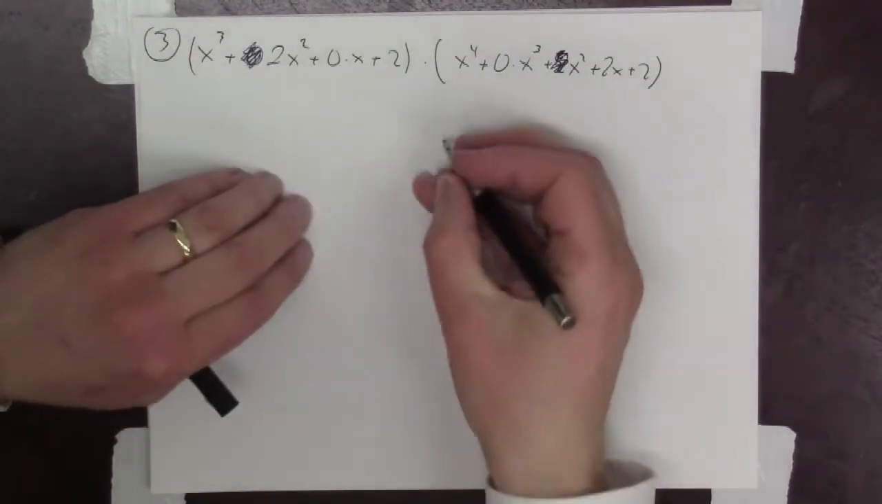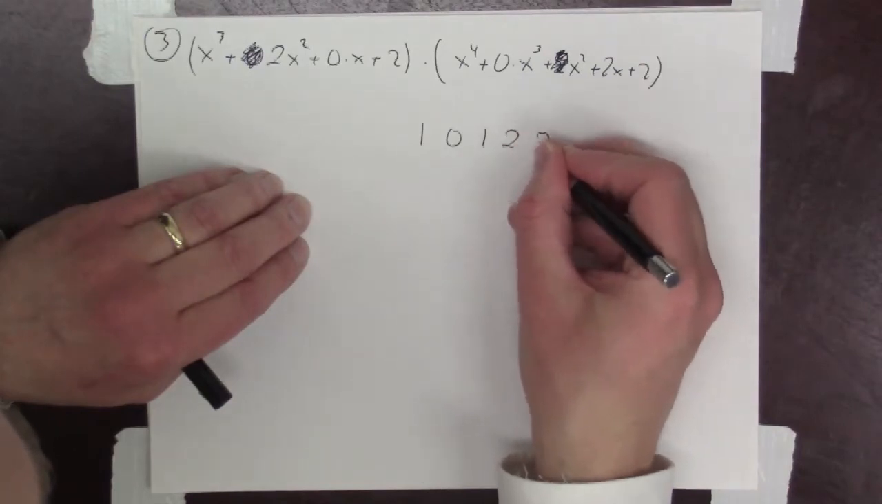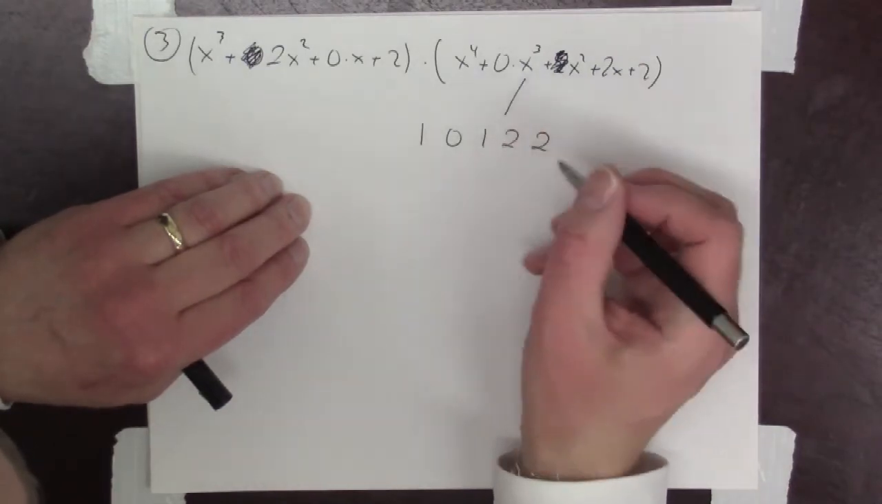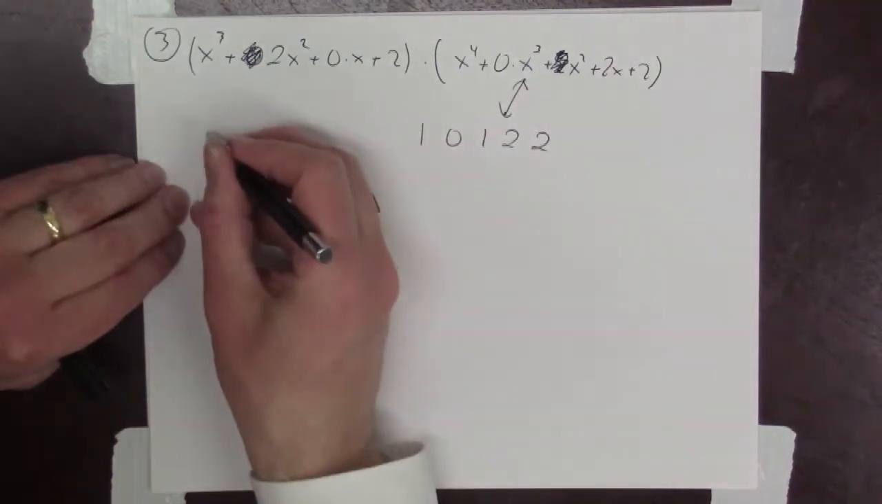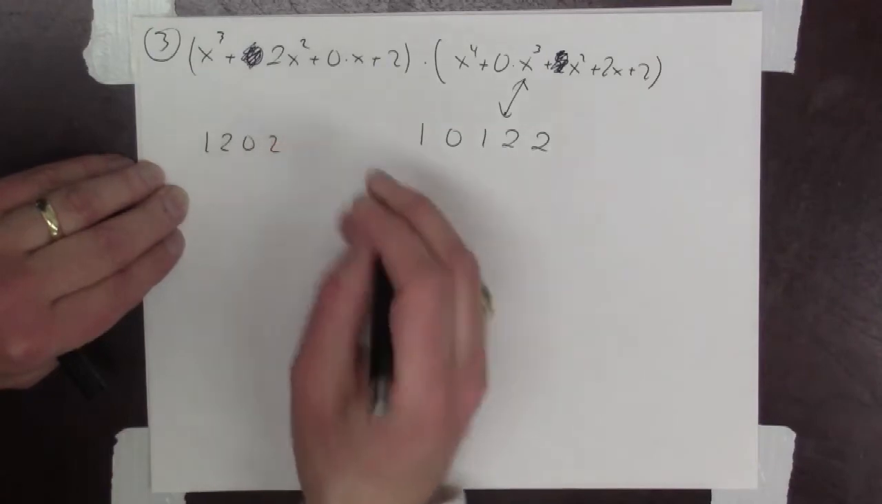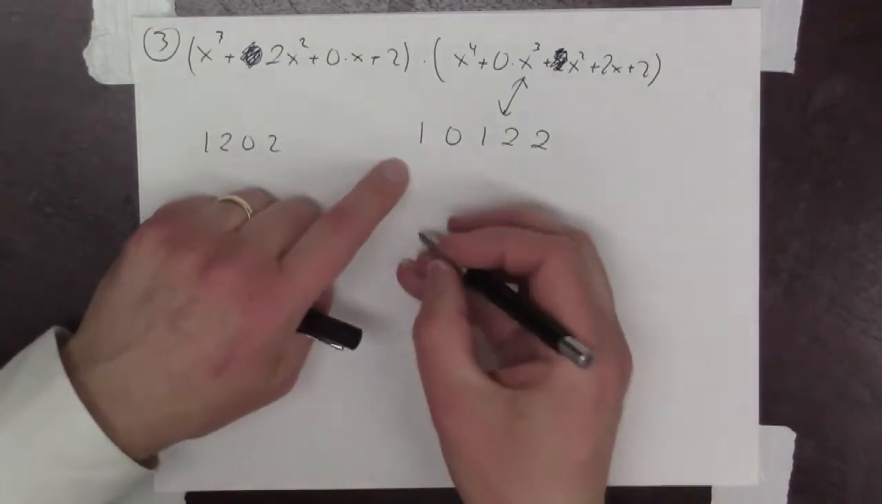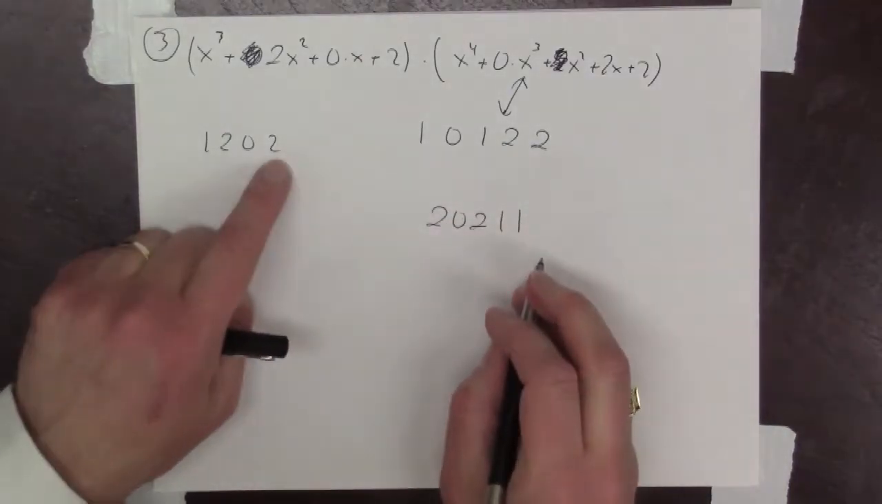Okay, so that means we had 1, 0, 1, 2, 2. That thing. Now I think I'm confusing myself. Let me stop confusing myself. Okay, so I have to multiply this thing by 2. That is 2, 0, 2, 1, 1. That multiplication with that thing.